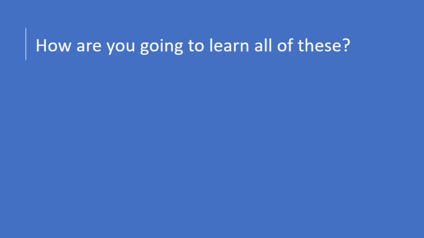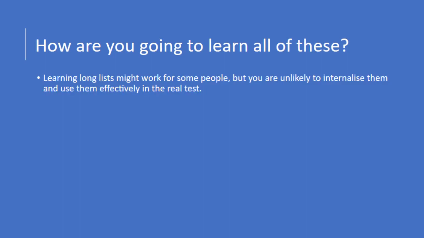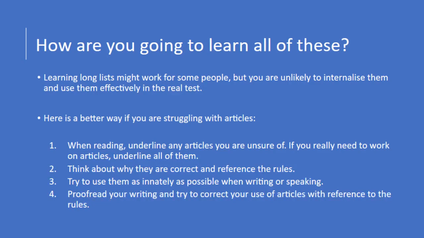So, how are you going to learn all of these? Learning long lists might work for some people, but you're unlikely to internalize them and use them effectively in the real test. So, I don't think that a good way to learn these is just to read these rules every day for 6 weeks. Like you could do that, but it would be a bit of a waste of your time. If that's your style of learning, maybe do that. But for most people, just reading a list of articles and reading a list of rules is not really going to help you use them effectively. Here's a better way if you're struggling with articles.